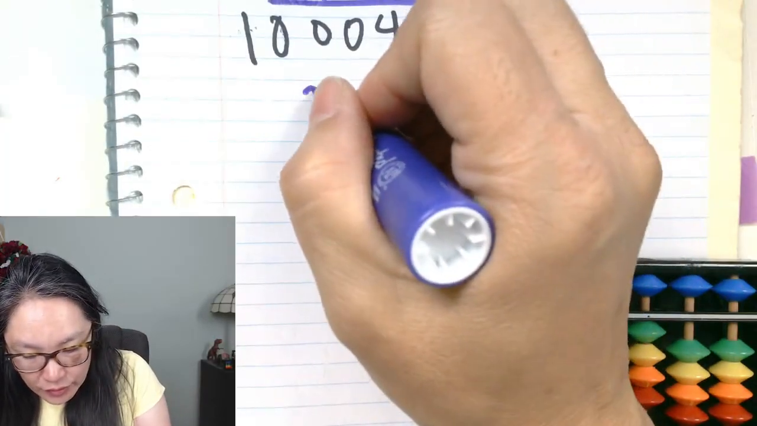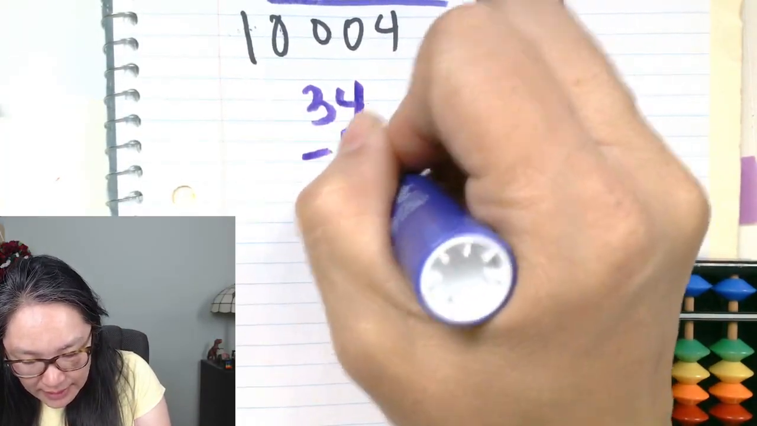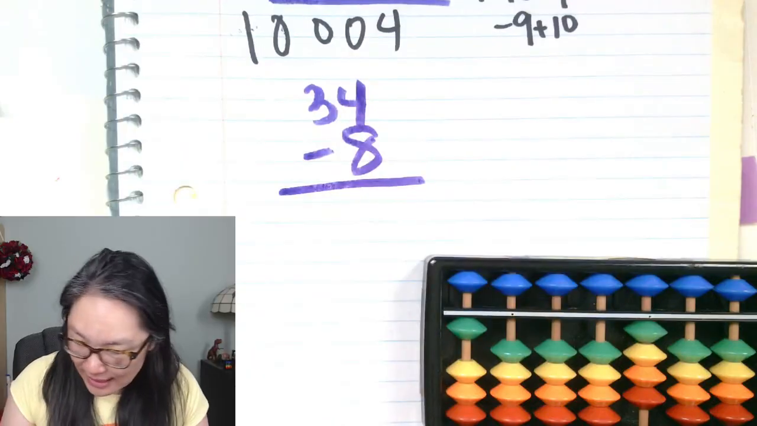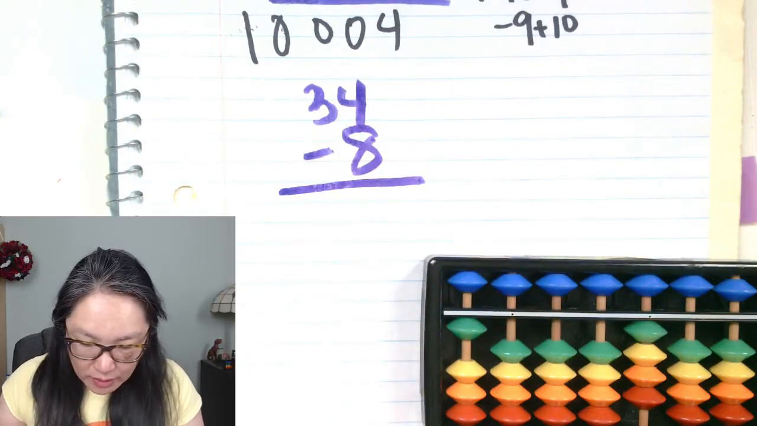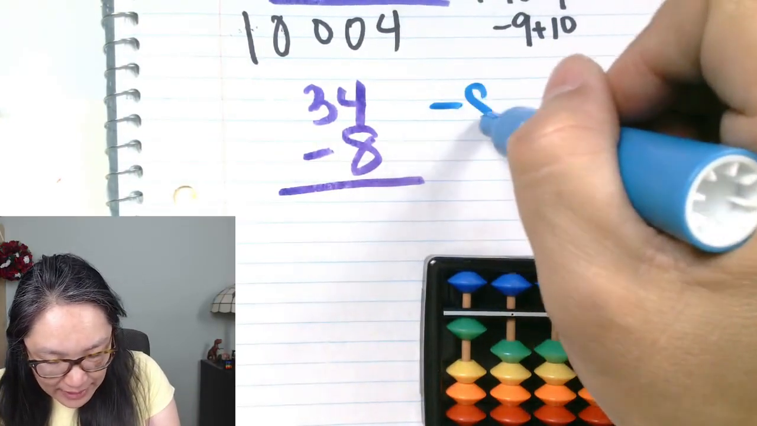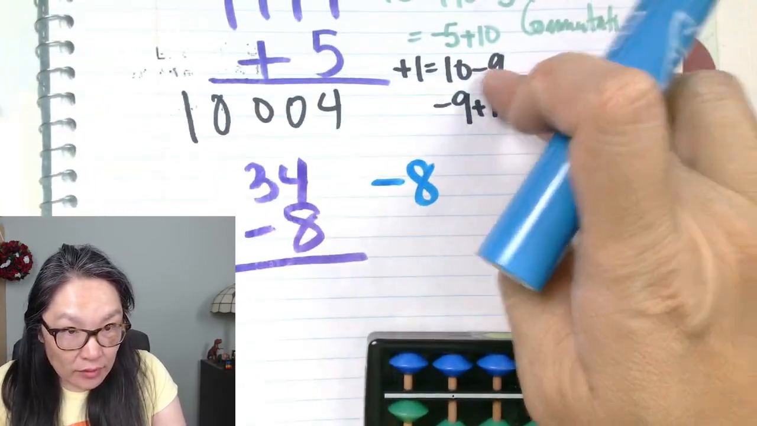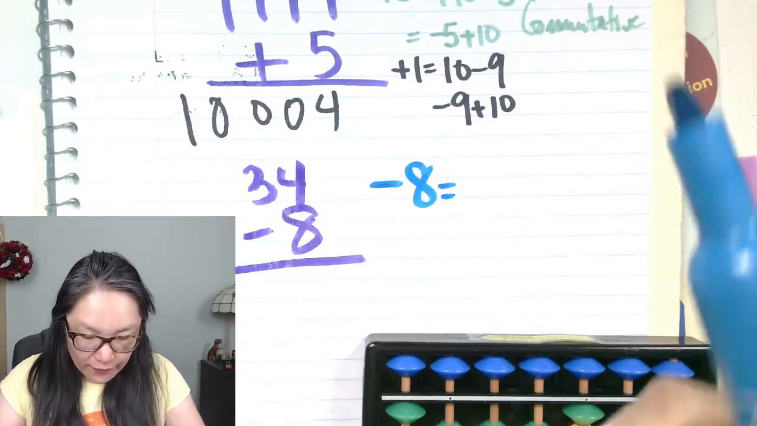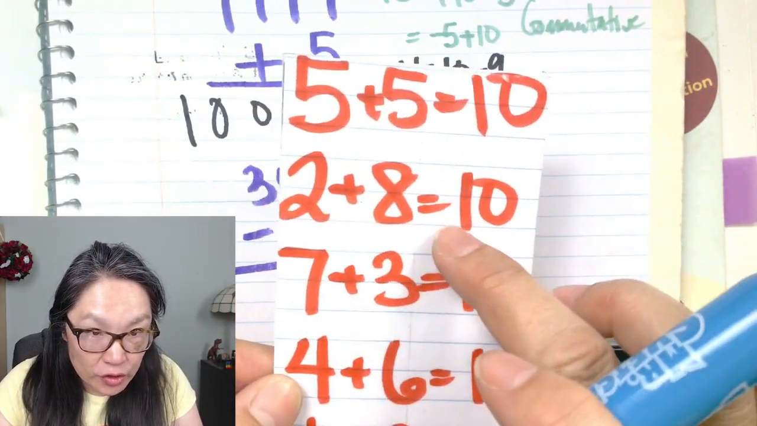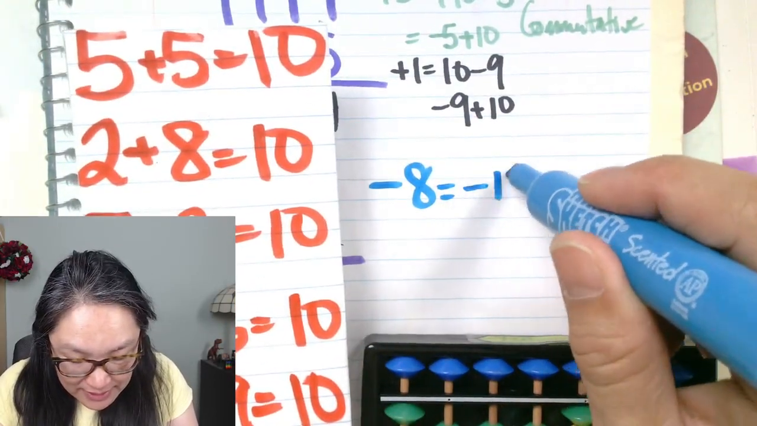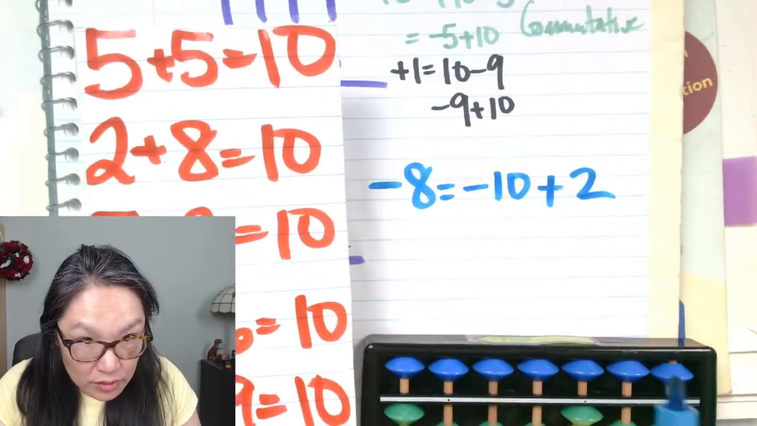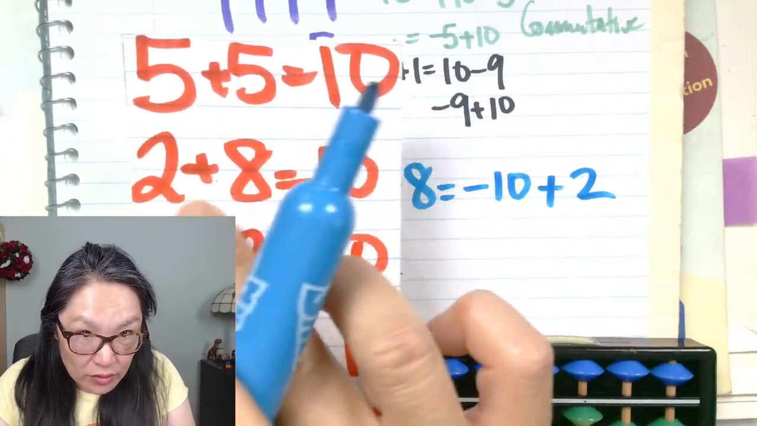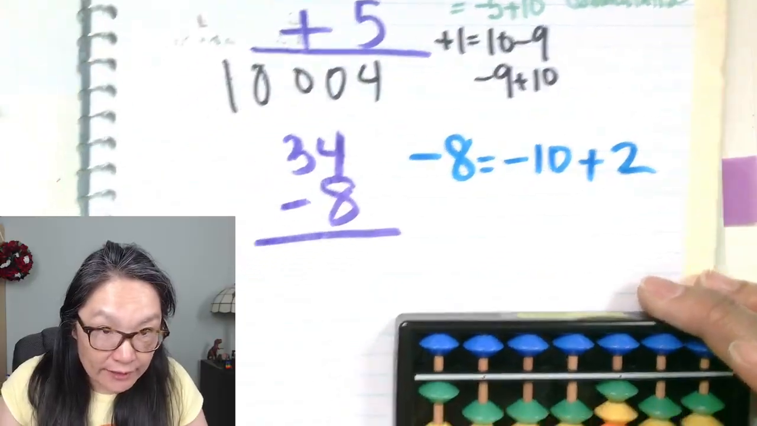So we do 34 minus 8. Now remember, when we minus the 8, we understand how to do it. We know that if we minus the 8, we have the opposite, right? We're teaching this to children. So minus the 8 is minus the 10 plus the 2. That's our formula that we need to know, right? This is what I'm building off of.